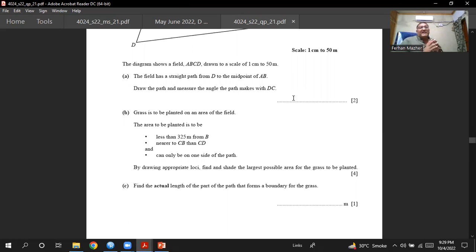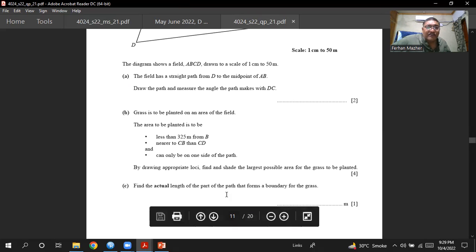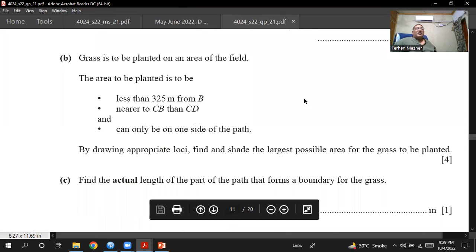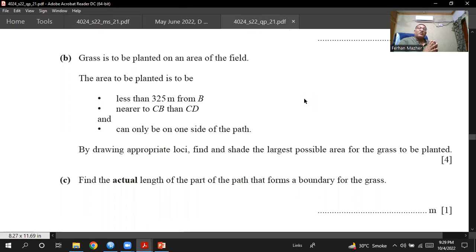The area to be planted is to be less than 325 meters from the B, nearer to CB than the CD, and can only be on one side of the path. Okay, so that path is DM. So that can be only on one side of the path. By drawing appropriate loci, find and shade the largest possible area for the grass to be planted.